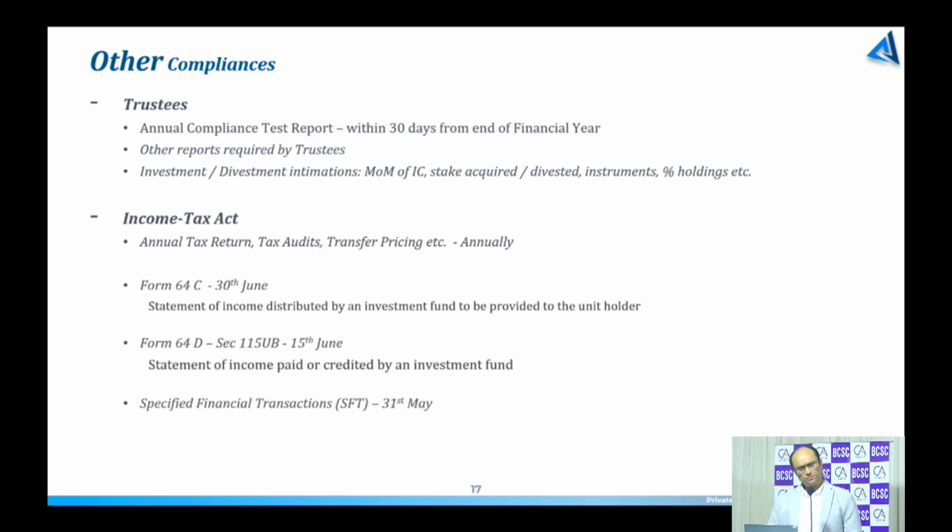Beyond SEBI and trustee compliances, income tax compliances are something that we are doing in and out. So specifically focused on your funds: your annual tax returns, audits, transfer pricing. 64C is the statement of incomes distributed by the fund to the investors, which needs to be issued to investors before 30th June. 64D is a consolidated data of income paid or credited by the investment fund to all the investors, and this form needs to be uploaded by the fund on the tax portal. Specified financial transactions: if any of your transactions fall under those SFTs, you have to comply by 31st May. Plus your routine TDS returns and everything, of course, is there.